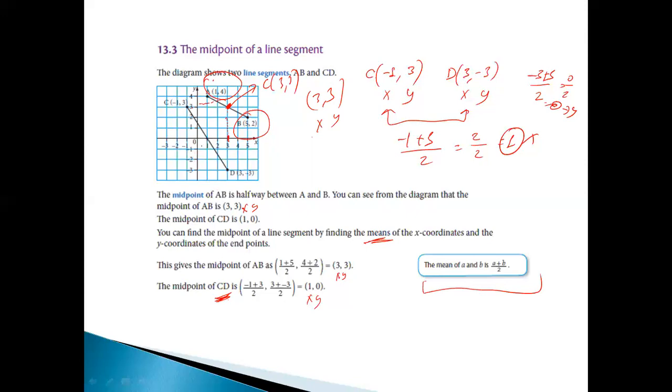And a second line segment, what is the midpoint of CD? (1, 0). The first value is always x. X must be positive 1, and here positive 1, and y was 0. Okay, the midpoint of this line segment is just 1.